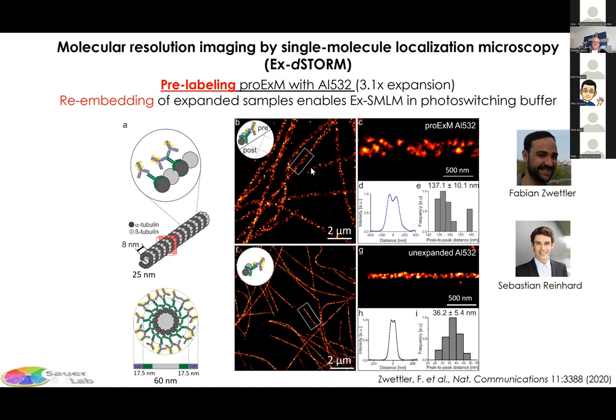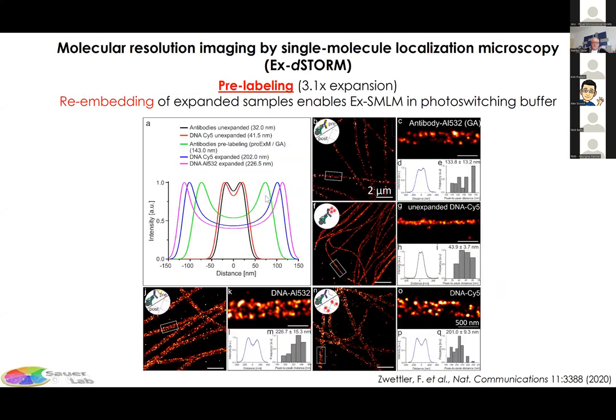Okay, if you do expansion and re-embedding with pre-labeling, we also expand the antibodies during the process. Then you end up with a peak-to-peak distance from the cross-sectional profiles of about 137 nanometers. A threefold expanded sample. So you expand the microtubules, but you also expand the primary and the secondary antibodies. And then you can model these contributions of your labels to the size after expansion if you do pre-labeling, with all these different pre-labeling options.